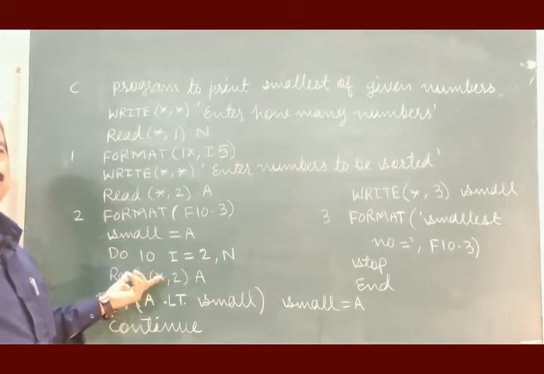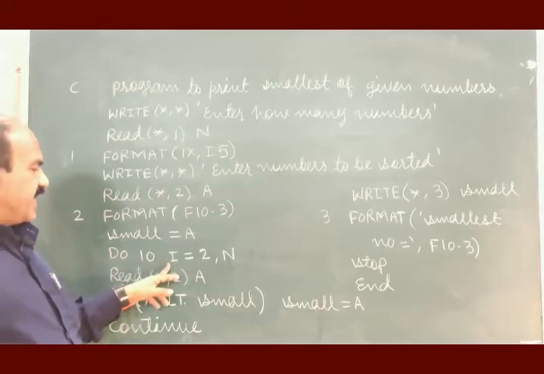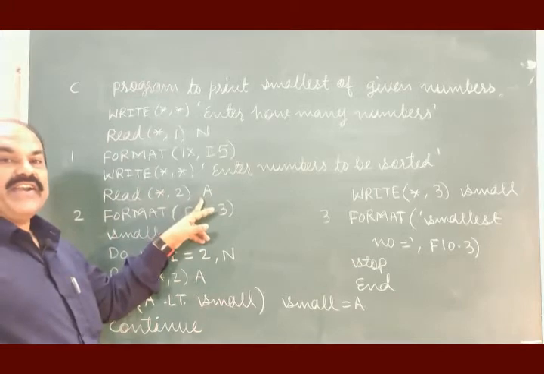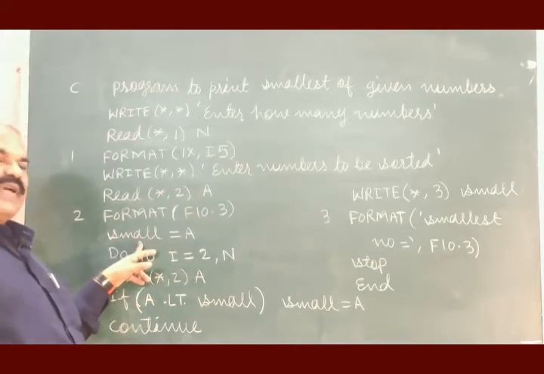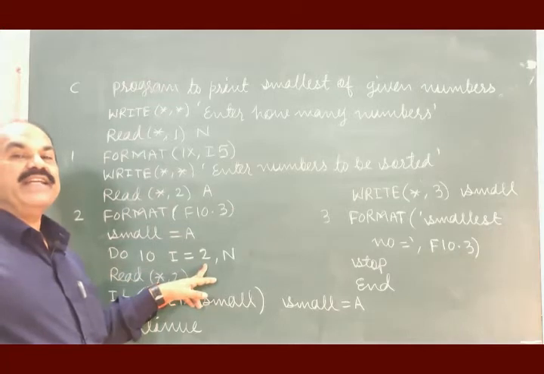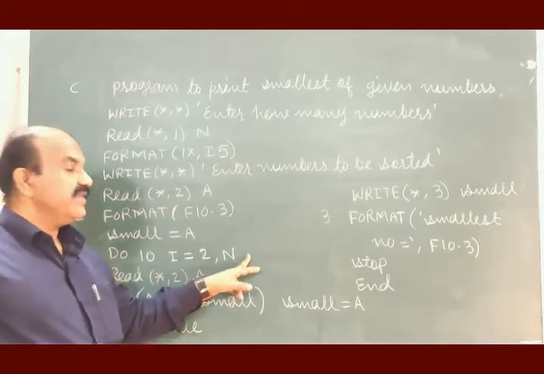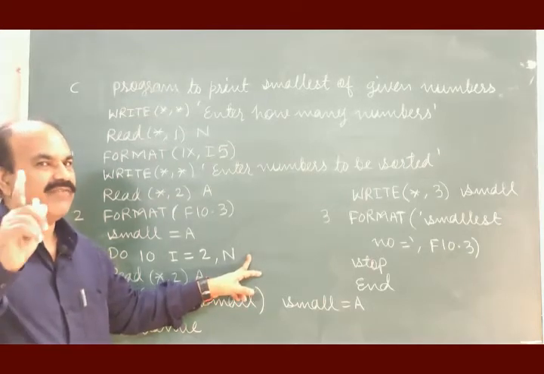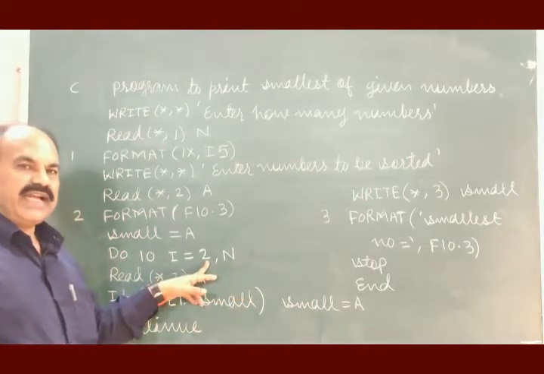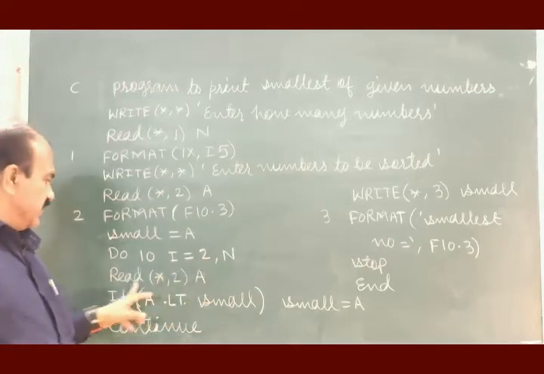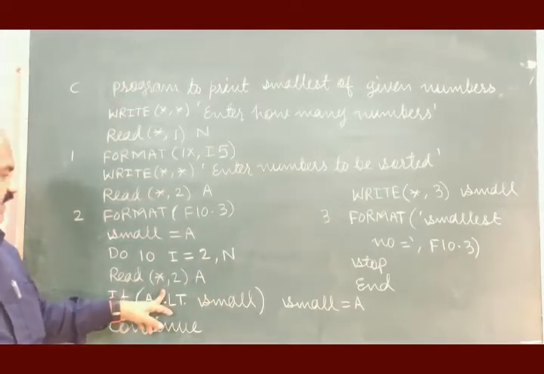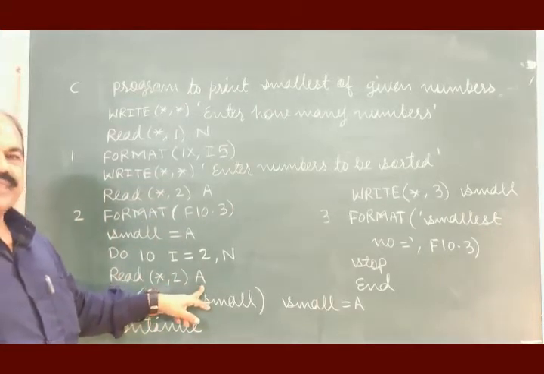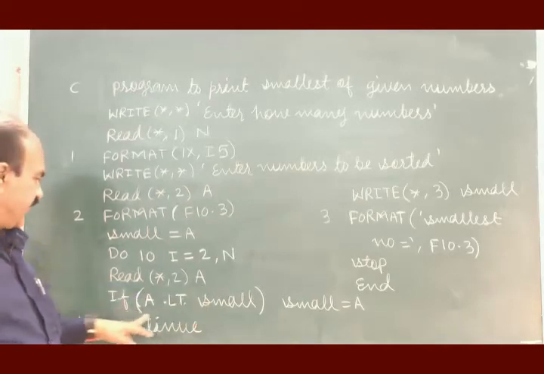Let us construct a do loop. Do 10 I is equal to 2 to n. Out of n, 1 is already read here and assigned to variable small, and therefore I am taking the do loop from 2 to n. V3 omitted, so by default increment will be 1. When I take I is equal to 2, read asterisk comma 2 in this format, read A. Second number is read here.